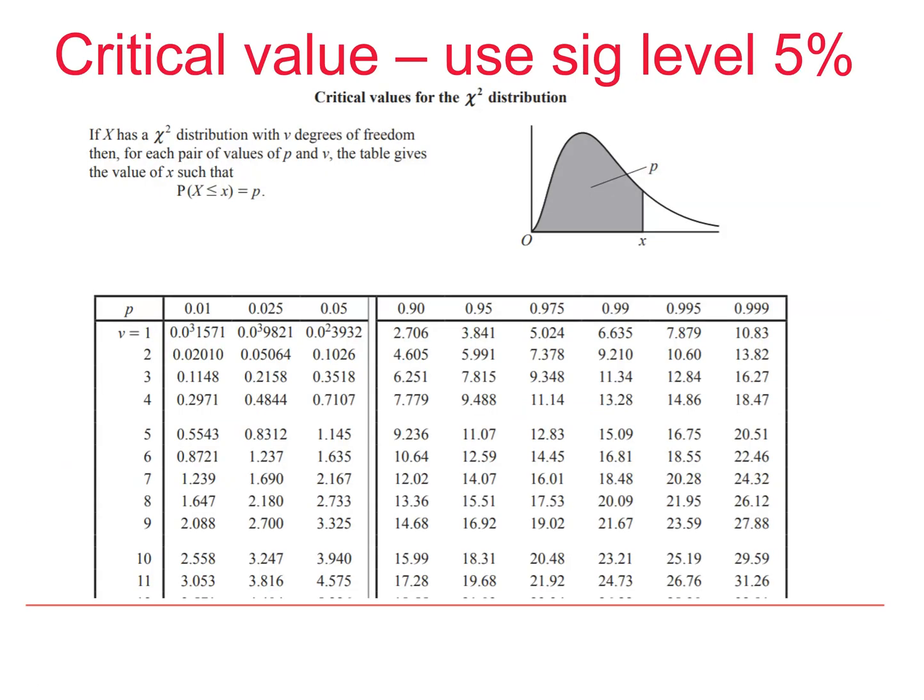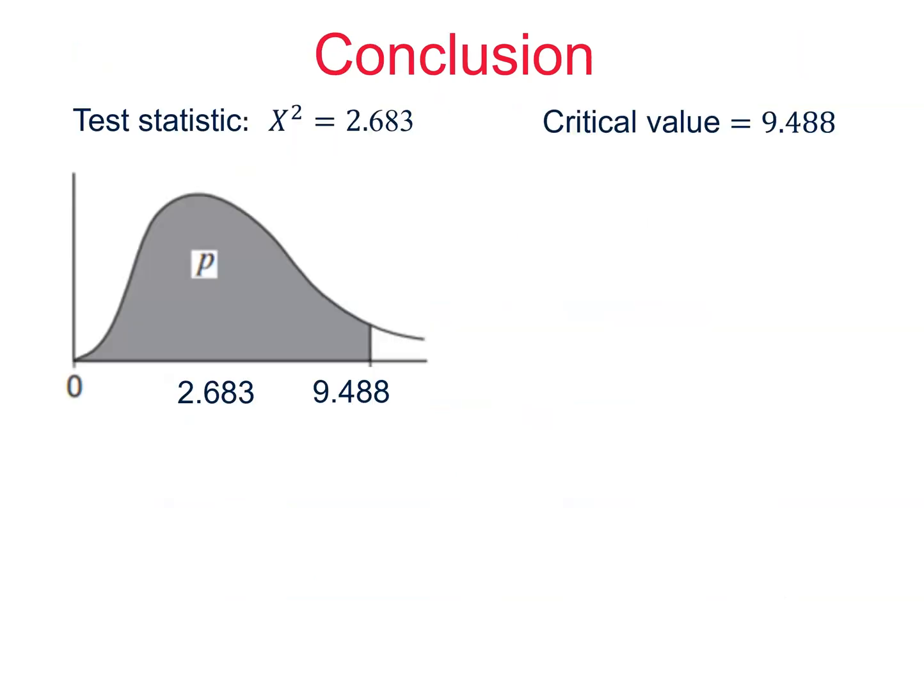Now we look up the critical value in the table. Remember that nu was 4, and we want there to be a 5% probability that x squared is bigger than the critical value, so that's a 95% chance that it's smaller. So the critical value is 9.488. Our test statistic is less than the critical value, so lies in the 95% section. So we do not reject the null hypothesis.